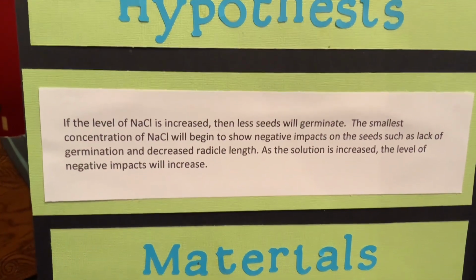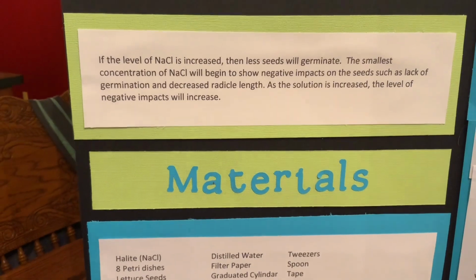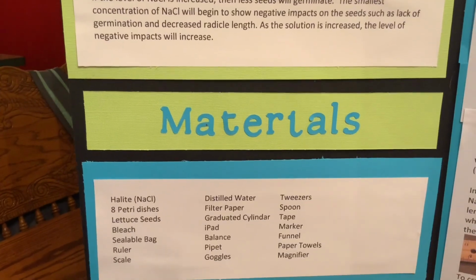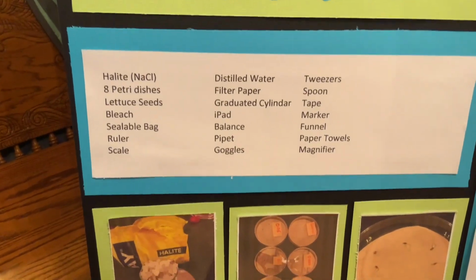The controlled variables of my project were seed type, temperature, and amount of solution. My dependent variables were the number of seeds that germinate and the length of their radicals.